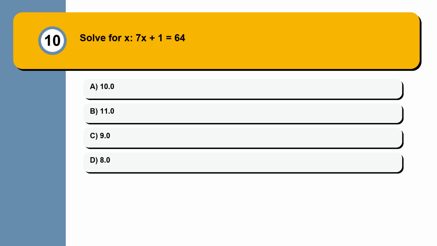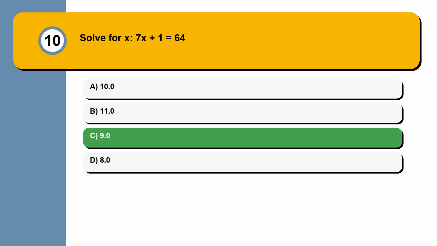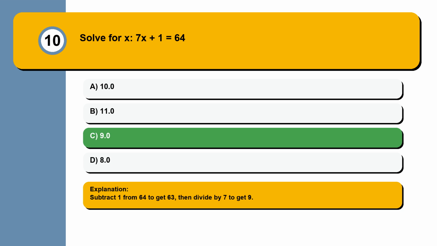Question 10. Solve for x. 7x plus 1 equals 64. 10, 11, 9, 8. Subtract 1 from 64 to get 63, then divide by 7 to get 9.